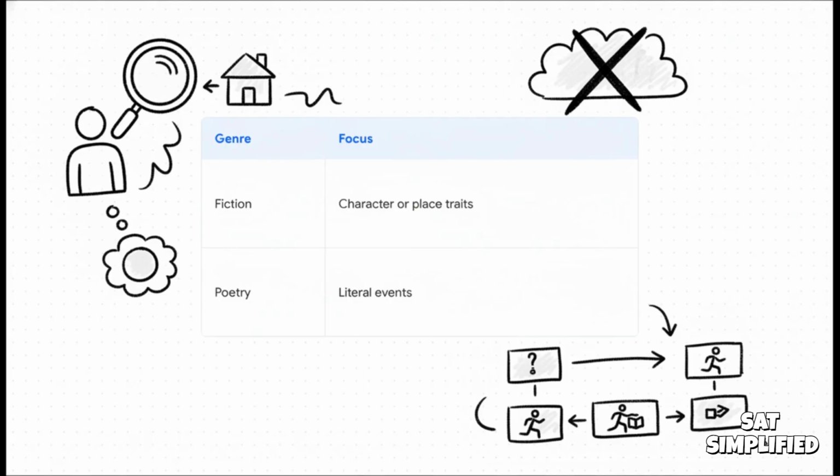For fiction, you're primarily looking for a specific trait or quality of a character or a place. For poetry, you're focusing strictly on literal events. We aren't interpreting, we're just condensing the information that is directly stated on the page.